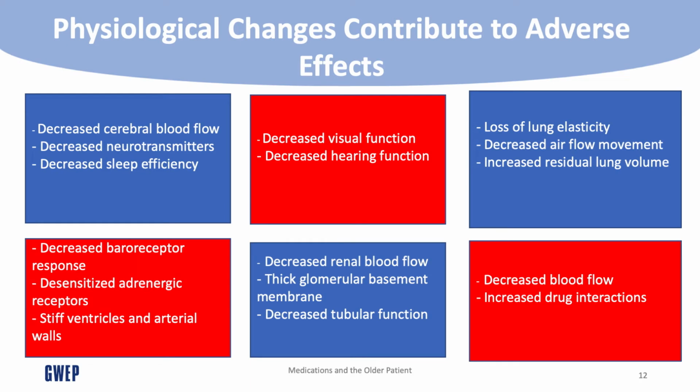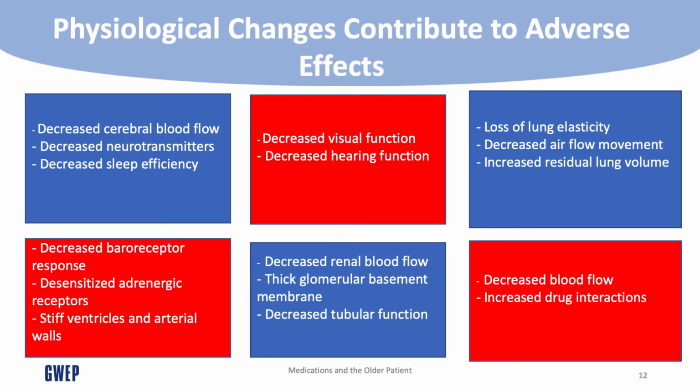We also see decreases that occur in baroreceptor response. We see a desensitization of the adrenergic receptors. So that's the one exception where those receptors actually may become less sensitive. So we may need more drug. We always start with a low dose because we're never really sure where we're at with our older patients, but just be aware of that. And we also see stiffening of the ventricles and the arterial walls.